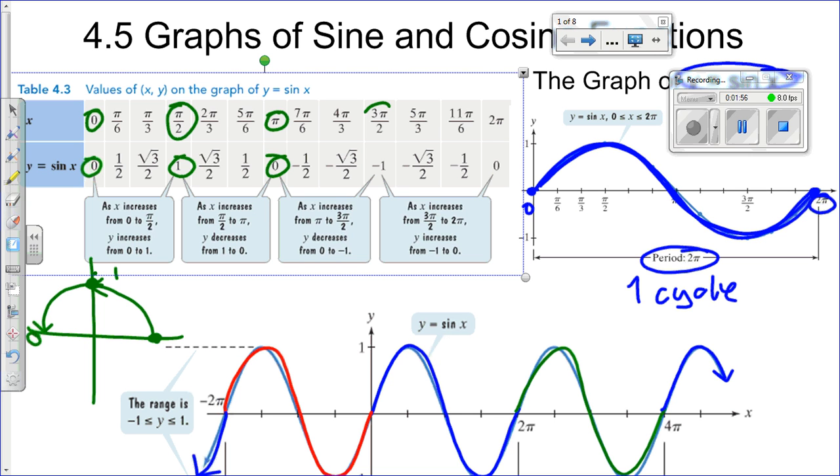Now, at 3 pi over 2, you will be here. What is the y-coordinate there? -1. Okay, very nice. And then if we complete the turn, 2 pi, what is the y-coordinate here? 0. All right? So let me see what's on the next slide.